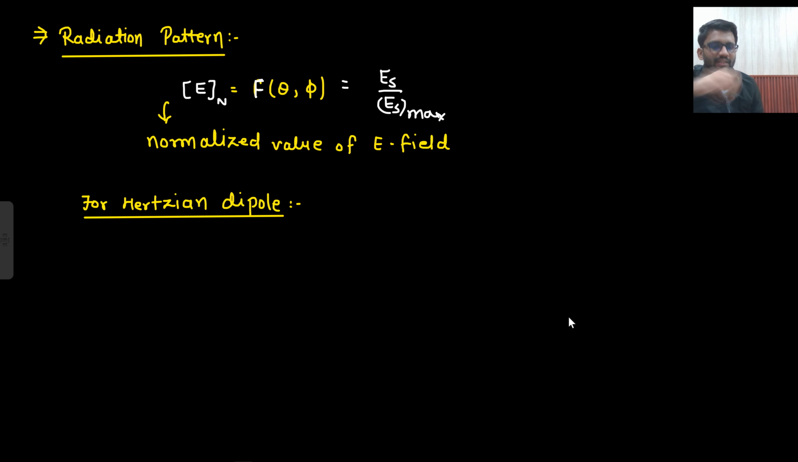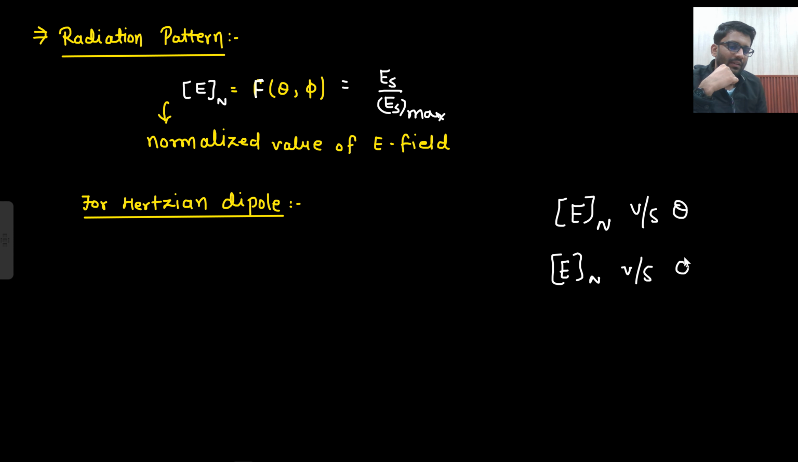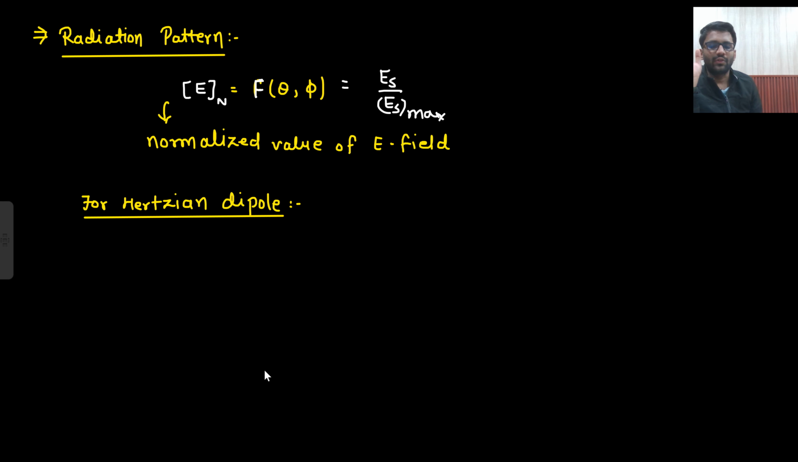So when we draw the radiation pattern, we take the normalized value of electric field and we draw it with respect to theta, and we draw it with respect to phi. Here we keep phi constant and here we keep theta constant. You will see what we are going to do. As of now, you just find out the normalized value of E field.